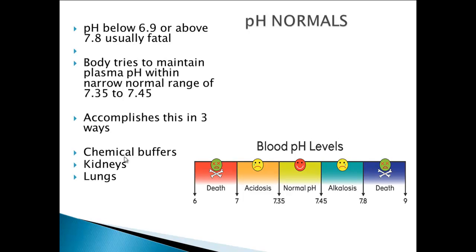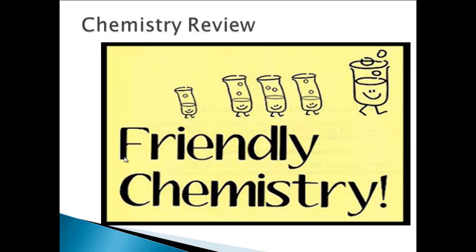Start remembering that, because when we interpret our acid base values or the arterial blood gases, that's one of the levels or norms that we need to know. The body keeps the pH in a normal range in 3 different ways. It's got chemical buffers, it's got the kidneys, and it's got the lungs that can help keep that pH normal.